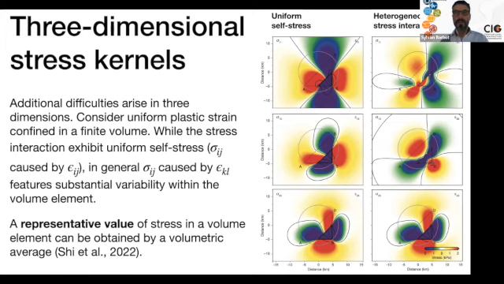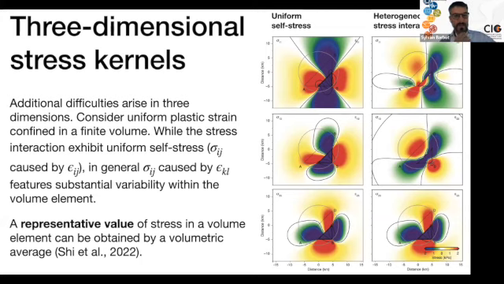But if we start looking at other stress interactions, so for example, the stress in the 1,1 component caused by strain in the 2,3 component, the stress is actually heterogeneous, measurably heterogeneous within the deforming volume. And so it becomes difficult to choose a representative value to use in our matrix vector calculations. So the question is how to select a representative value for these cases in 3 dimensions.